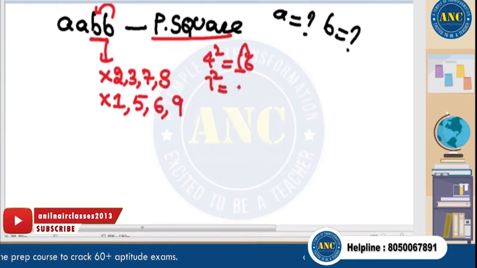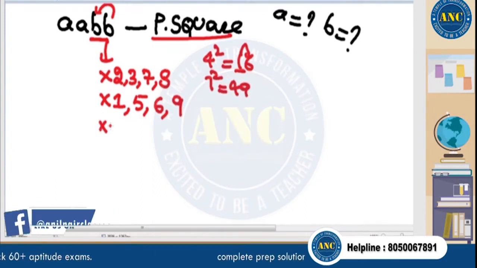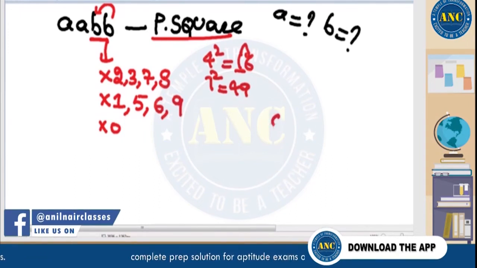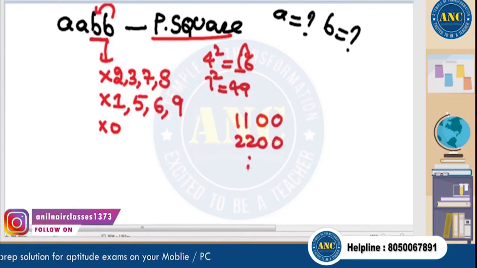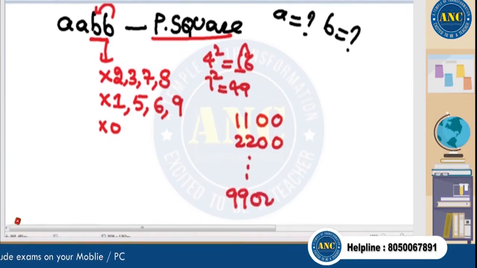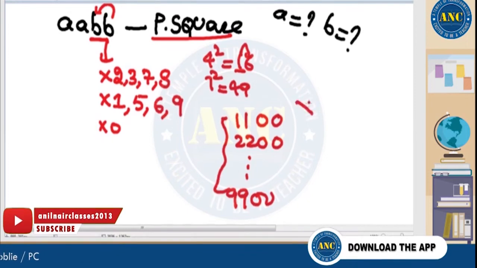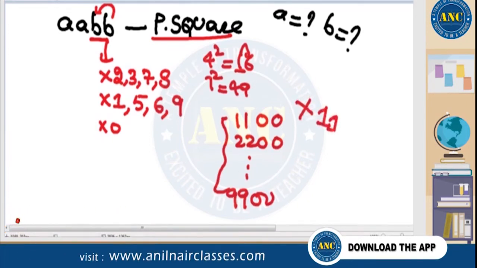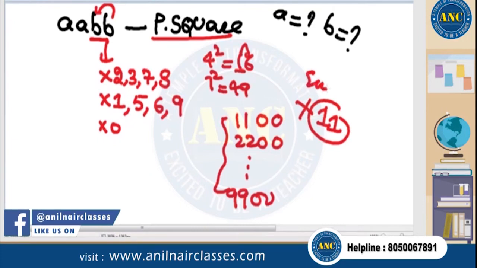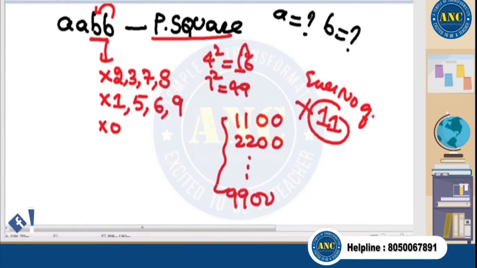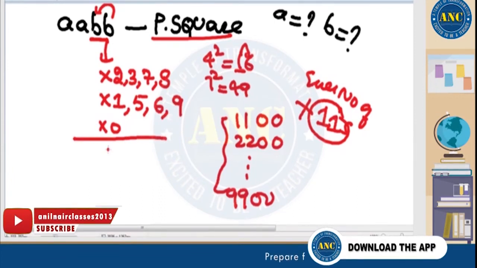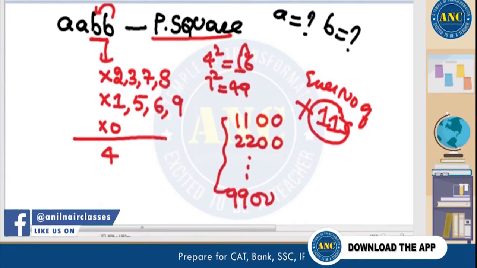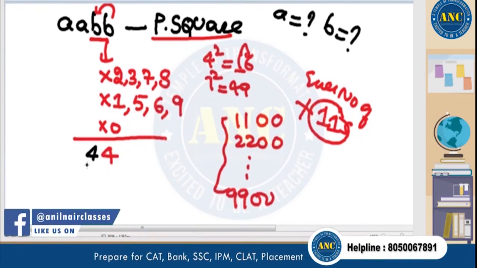7 square is 49. It cannot be 0, because if it is 0, this will become 00. Next will become 1100, 2200 till 9900. All these contain only one multiple of 11. For a perfect square, an even number of 11s should be there. 22 is 2 into 11, only one 11 is there. So the only case possible is 4. B is 4. Both should be the same.